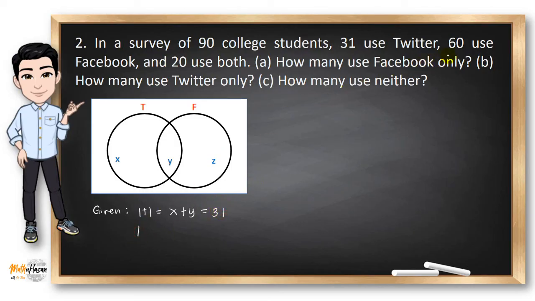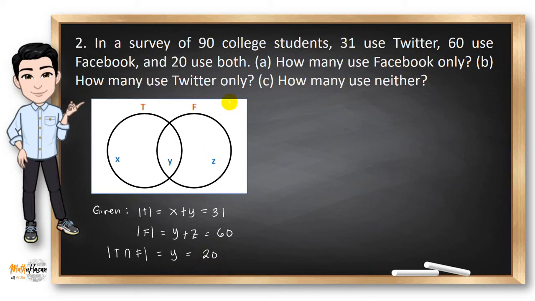Now for the second one, 60, that's the cardinality of set F. Those students who use Facebook but at the same time may have a Twitter account. So that is y plus z according to the Venn diagram. So this is 60. Another given here is this 20. So 20 students use both accounts. So we're talking about the cardinality of the intersection of set T and F, or as simple as y, this region in the middle, right? So the answer here is 20.